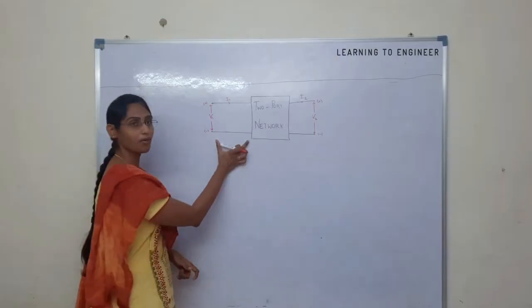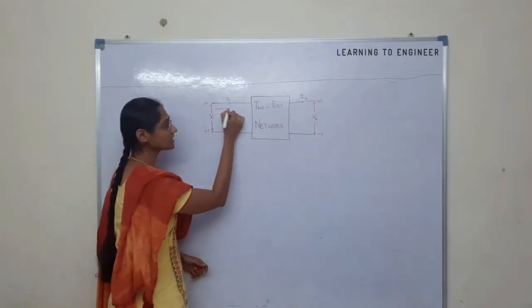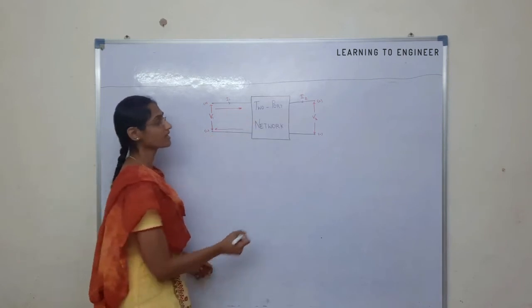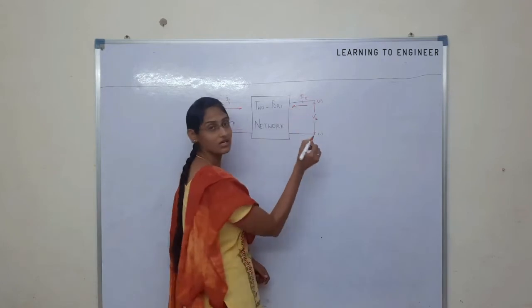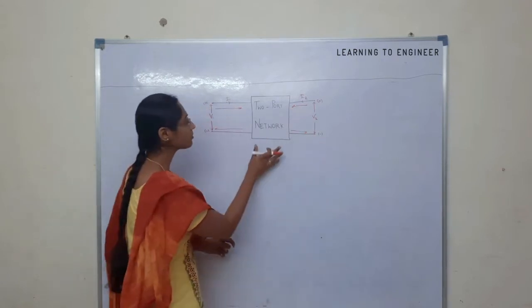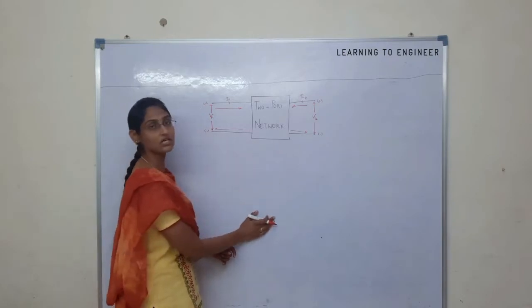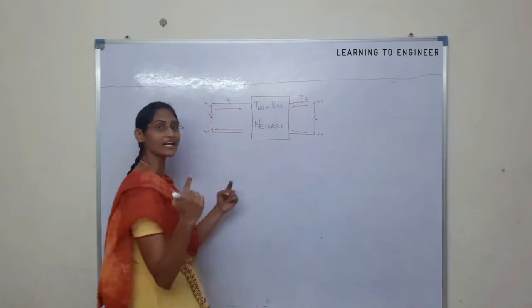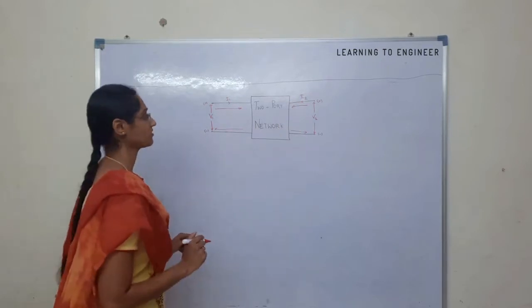Now let us see what a port is and what a node is. When I say that this is a port, it means that the current that is sent into this port is the same as the current that leaves this port. In a two-port network, we have some equations. In all of them, the currents I1 and I2 are entering the port. Make a note of that.